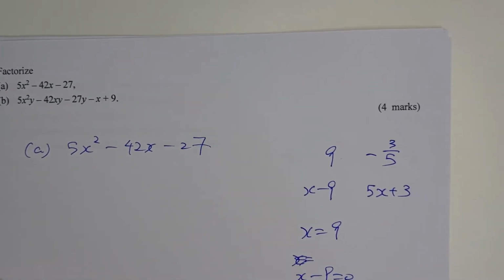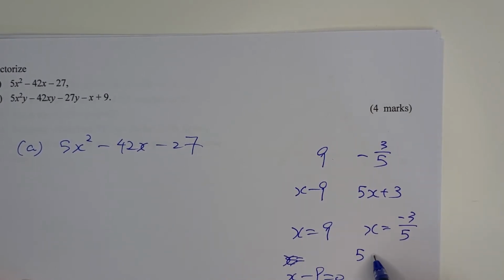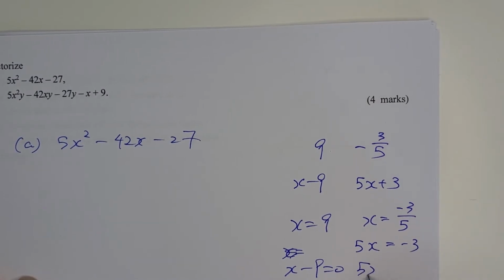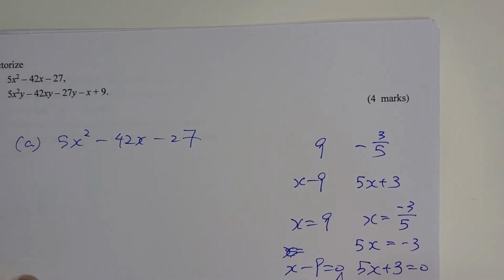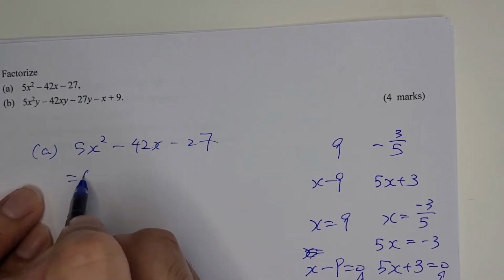Okay, and how about this one? When you set x equals negative 3 over 5, first of all you need to multiply 5 on both sides of the equation to make it no fraction on both sides. Next, you move the term negative 3 to the other side, becoming positive 3. And when these two terms on the right hand side are 0, then that's the factor. You can get the answer directly.